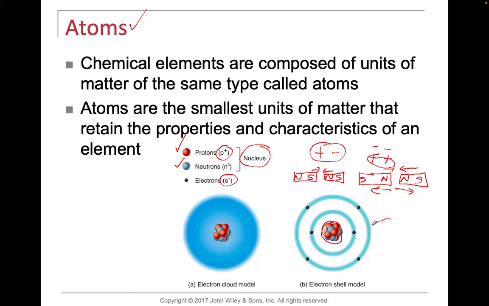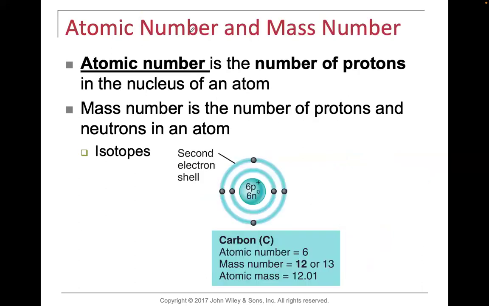And typically the outermost is referred to as the valence shell. Okay, just some basic stuff. Now, the atomic number, let me just move this out of the way. There we go. The atomic number we see here is the number of protons. What type of charge do protons have? They have a positive charge. Okay. The mass number is the number of protons and the number of neutrons.